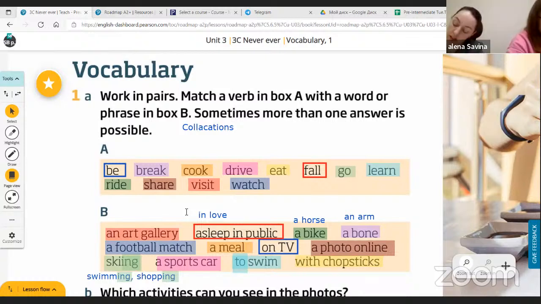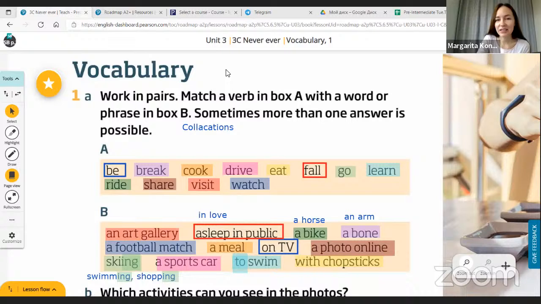А можно сказать fall asleep in metro? In metro, конечно. То есть конструкция fall asleep in, да, это уснуть в каком-то месте. Fall asleep in metro, yes, in a bus. On a bus, yeah. Okay, got it? Yes. That's lovely.